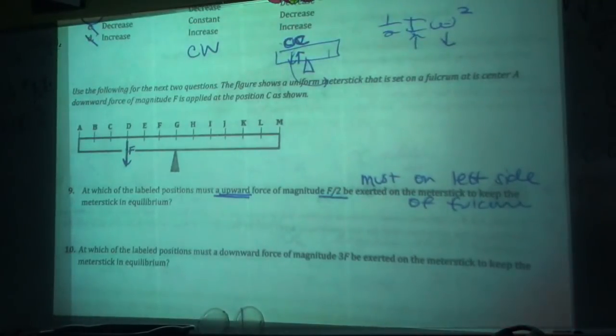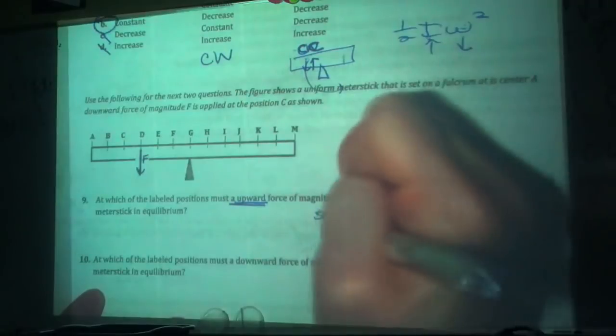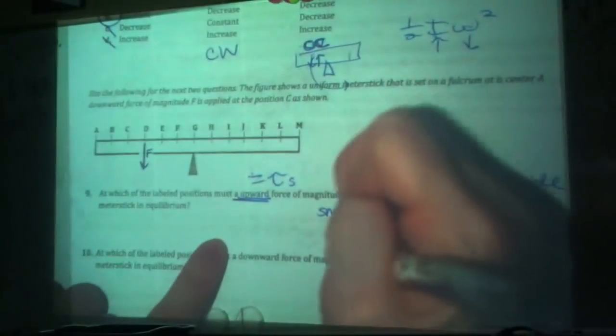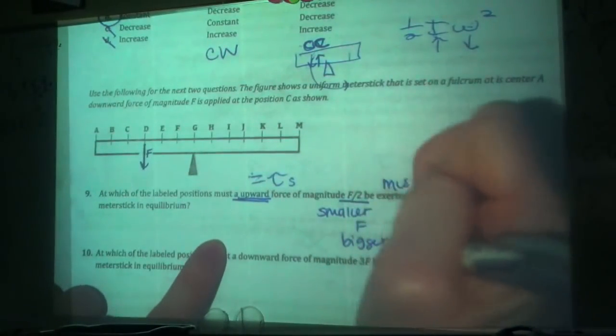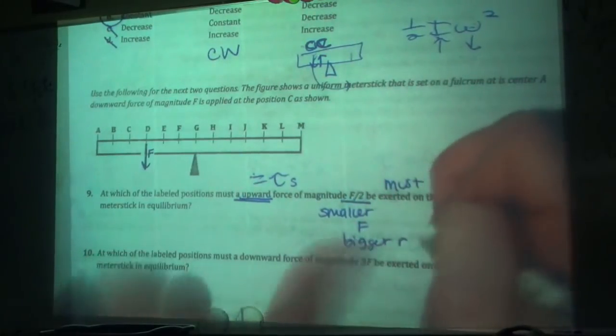Now I need to know exactly where. I know it's on the left side, I just need to know at what point. This is a smaller force, and I want them to have the exact same torque so they balance. If I have a smaller force, I need a bigger R. This is half as much force, so I would need twice the R. Half the force needs 2 times the R to cancel out.